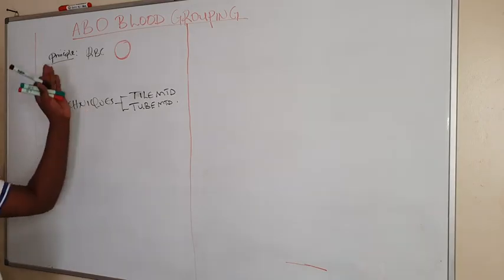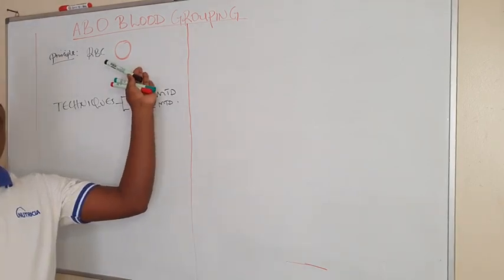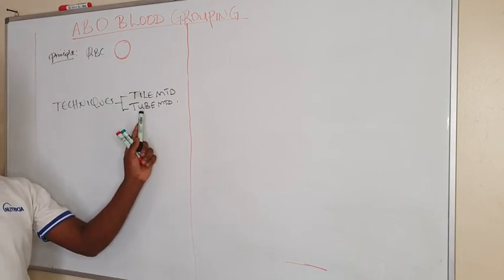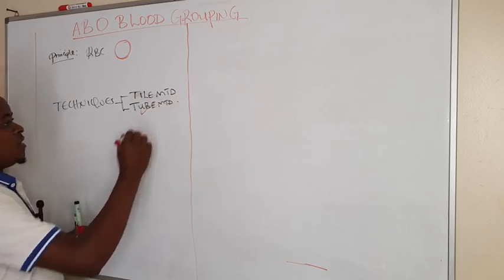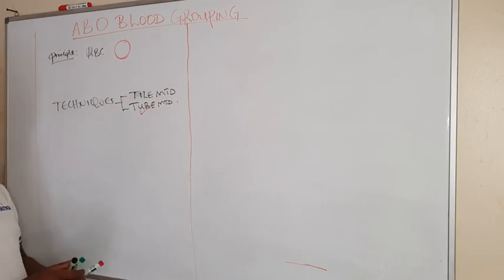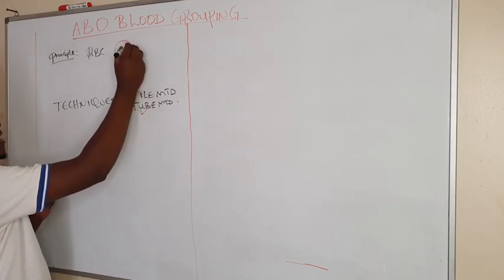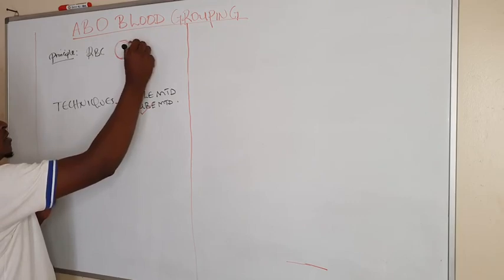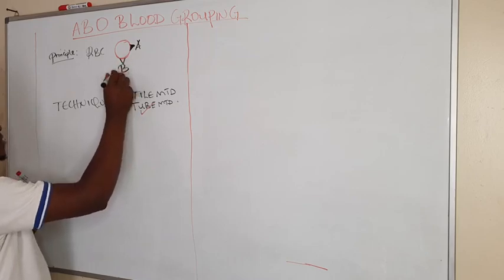We want to begin with the principle behind blood grouping techniques. We have either the tile method or the tube method, but the most recommended and the most accurate is the tube method. The principle is that RBCs have antigens on their surfaces. They have antigen A, others possess antigen B.